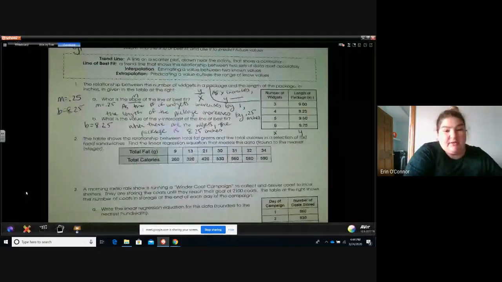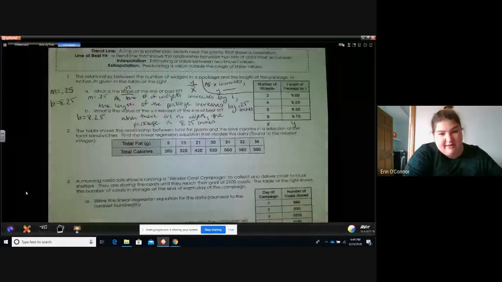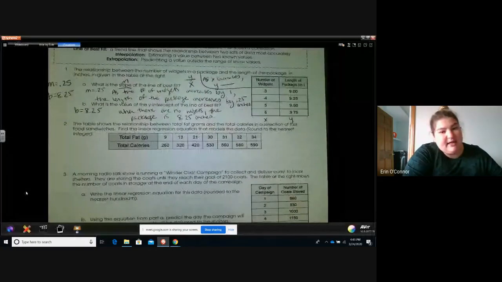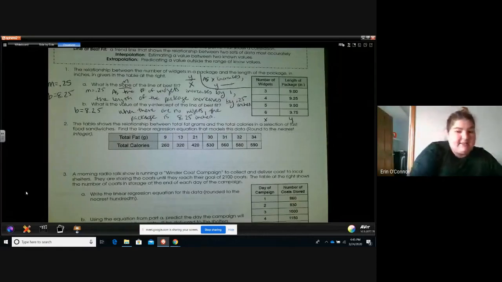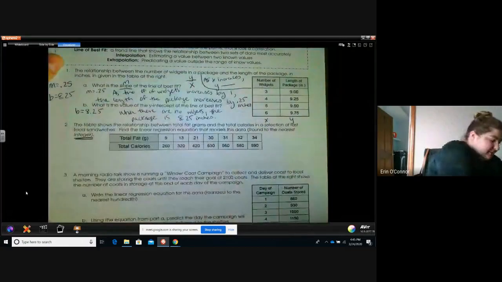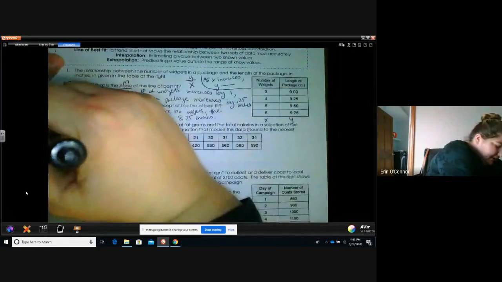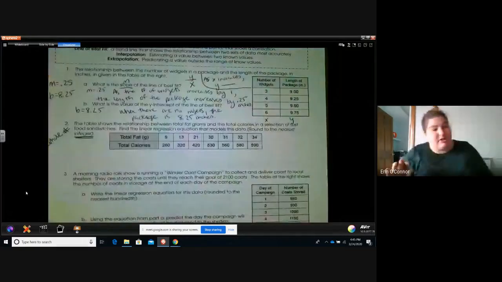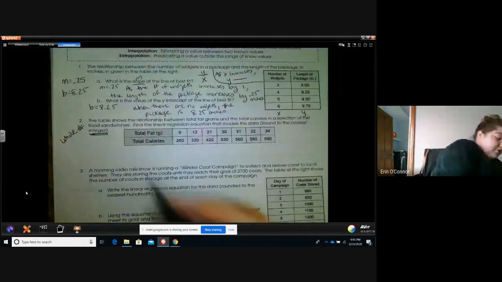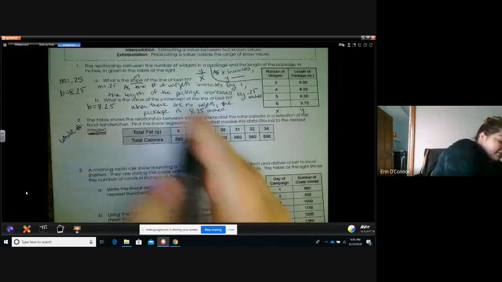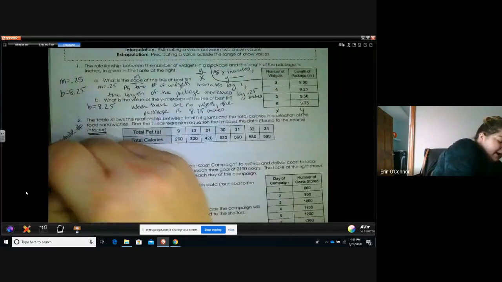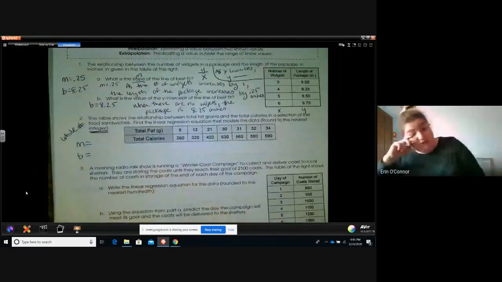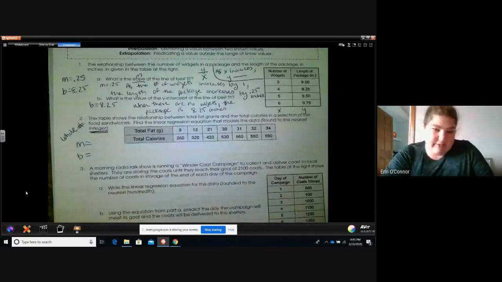The table shows the relationship between total fat grams and the total calories in a selection of fast food sandwiches. Find the linear regression equation that models this data. And this asks us to round to the nearest integer. Now, integer means whole number. So we're rounding our slope and our y-intercept to the nearest whole number. Since we have to write an equation, we know we're finding slope and y-intercept. So let's type this into Desmos.